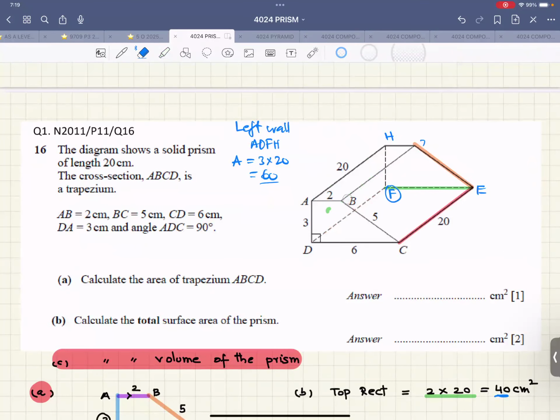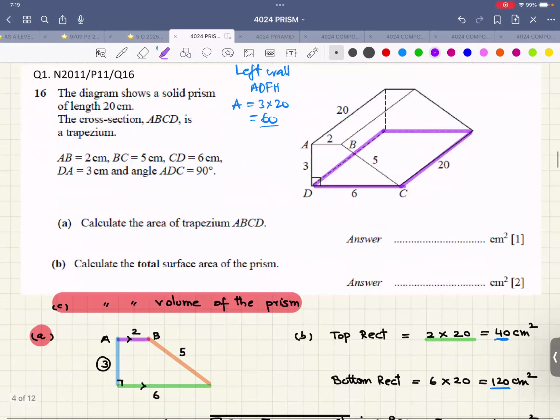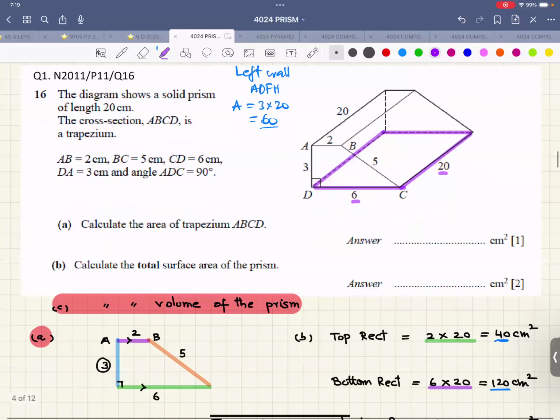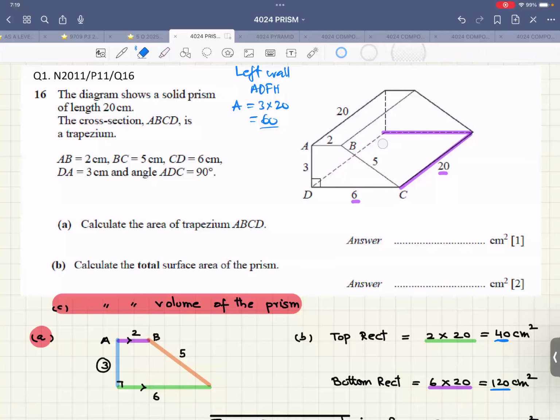Let me erase all these colors from here. Is there a bottom rectangle? Yes, there is a bottom rectangle. That is the floor. That is this thing over here. So you just have to point it out. It's just something very easy. This is 20, this is 6. So 20 into 6, that is 120. That's also done. Now, let me erase this thing.